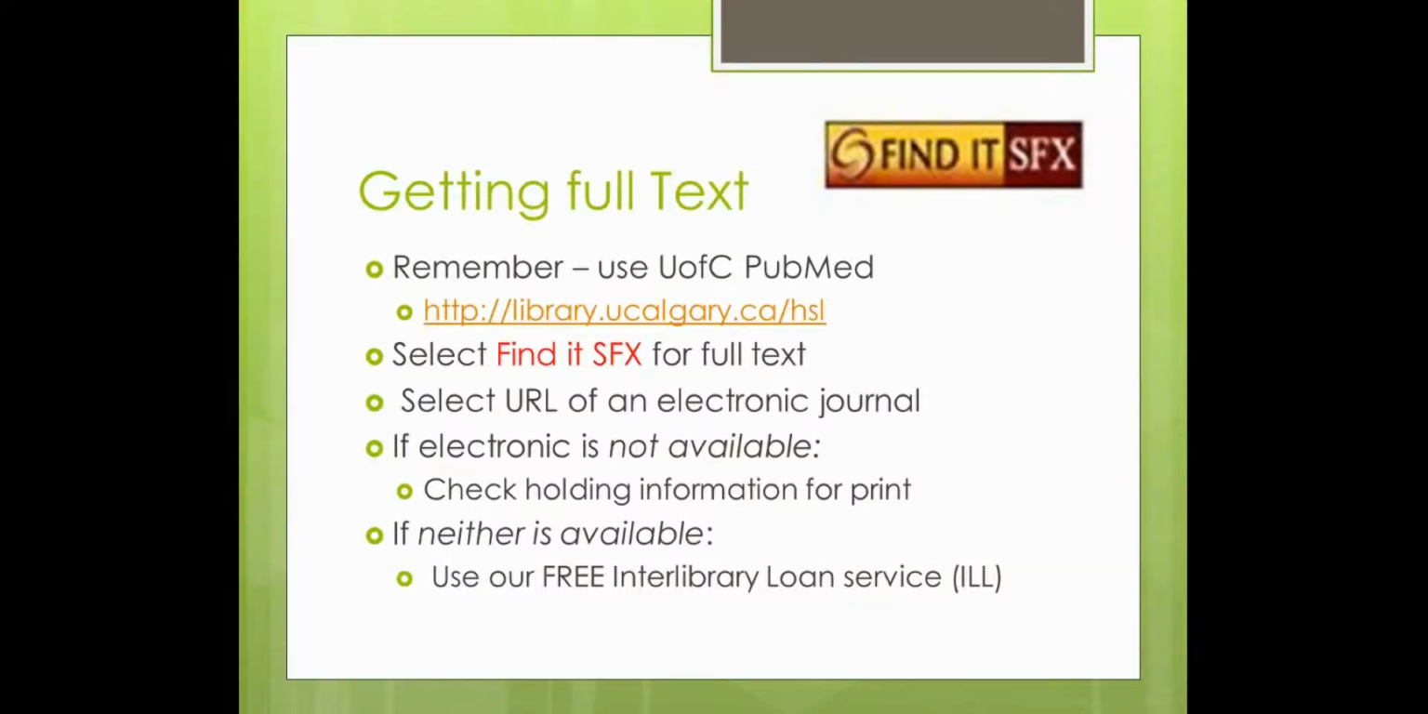The main objective of most searches is to get full text access to the scholarly literature. PubMed is freely available for anyone to search. However, you will be prompted to pay for any proprietary material. By using PubMed through the University of Calgary, you are authenticated through to the licensed material we provide for students, staff, and faculty. Be sure to bookmark library.ucalgary.ca/HSL for an easy way in, and select the yellow and red Find It SFX button for full text.